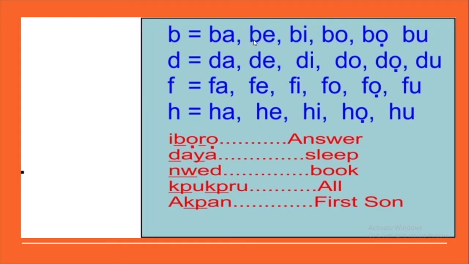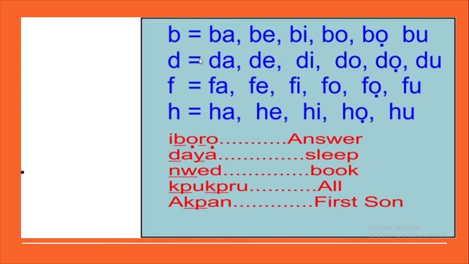Then we have B, E, be; B, I, bi; B, O, bo; B and U, bu. The same thing here. So you see the consonant letter or sound B here, and you see the vowel sounds here, A, E, I, O, U, giving it a different sound each time.